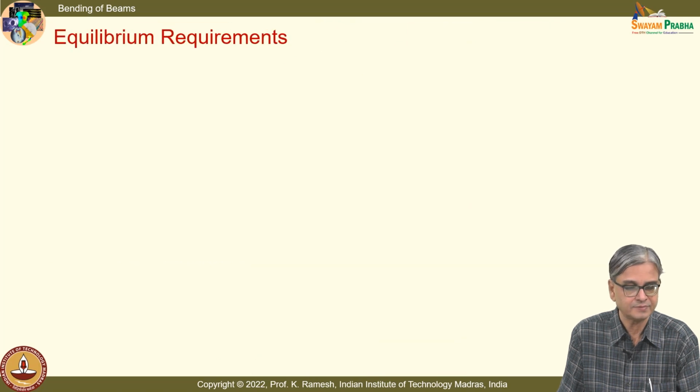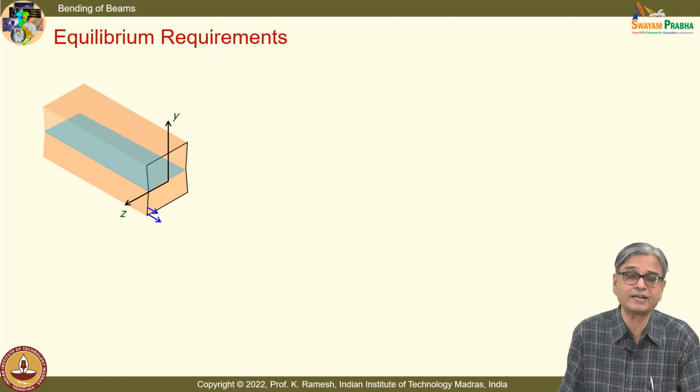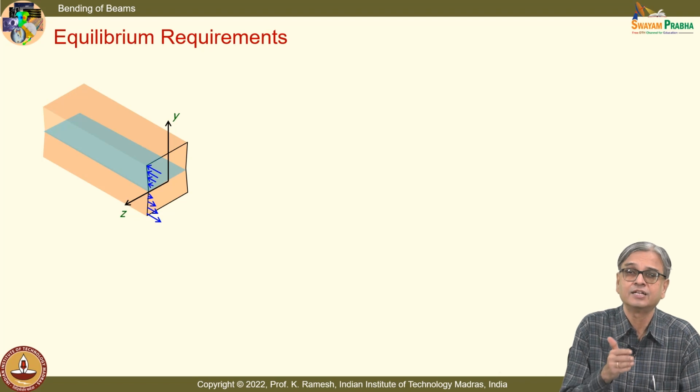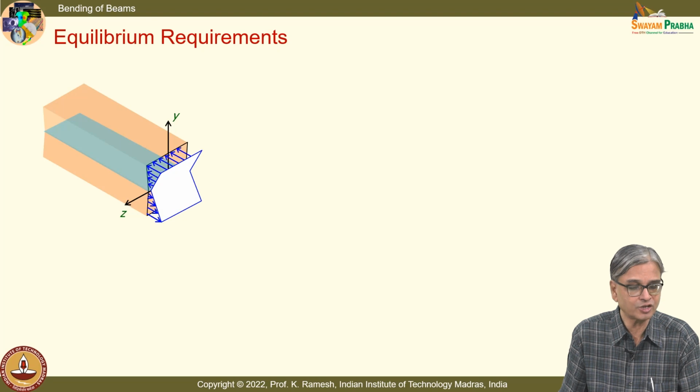And what are the equilibrium requirements? We have already said, even before we started looking at it, that normal force is 0. We are going to write it in mathematics. So here we are definitely going to look at the cross section. We are going to recognize that the discussion is not confined to the symmetry plane. We also recognize the complete cross section of the beam, and then ensure that these are satisfied.